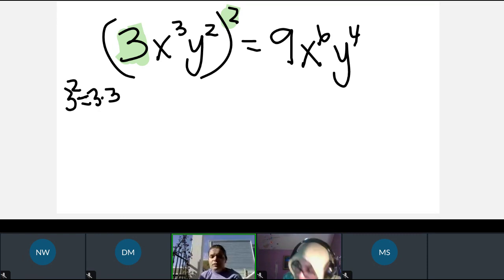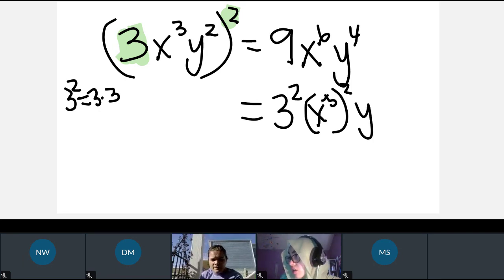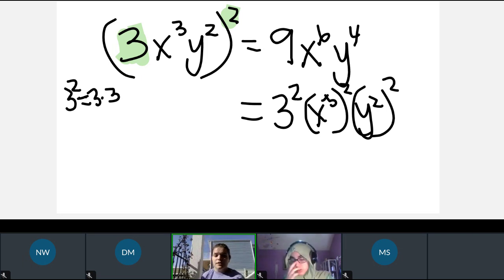So the 3 still gets squared. And if you need to write it out, that's okay. If you need to write it as 3 squared, x to the 3rd squared, y squared, squared. If you need to write them out separately so you don't get confused, that's okay too.